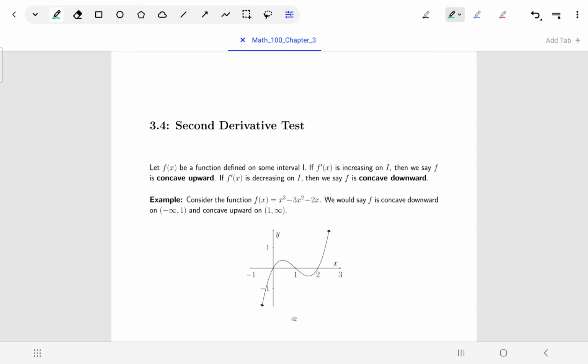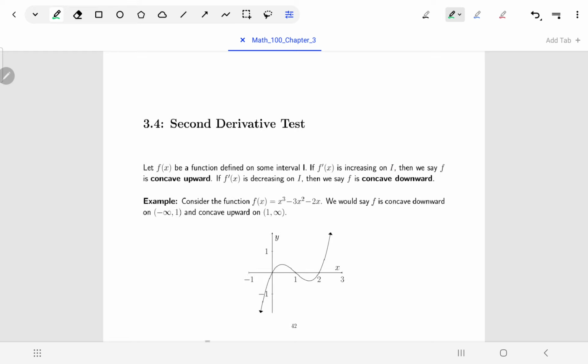Welcome back. In this section, we'll be talking about the second derivative test and what the second derivative tells us about the graph of our function. So first off, we've got our function f, and it's defined on some interval, and we're assuming that the derivative exists too. If it turns out that our derivative is increasing, of course, what does that mean for us?